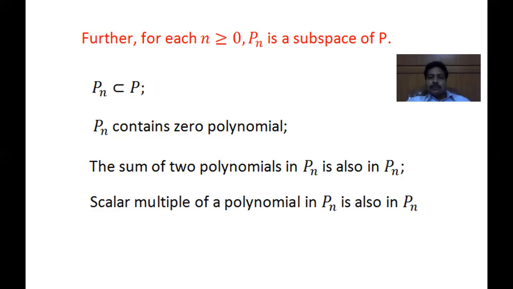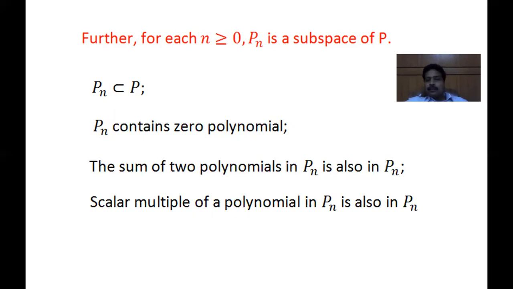So it is also in Pn. Similarly, if you multiply a polynomial of degree at most n with a scalar c, then you will get another polynomial with the degree at most n. So it is also in Pn. So Pn is closed under vector addition and closed under scalar multiplication. So Pn satisfies all the four conditions.